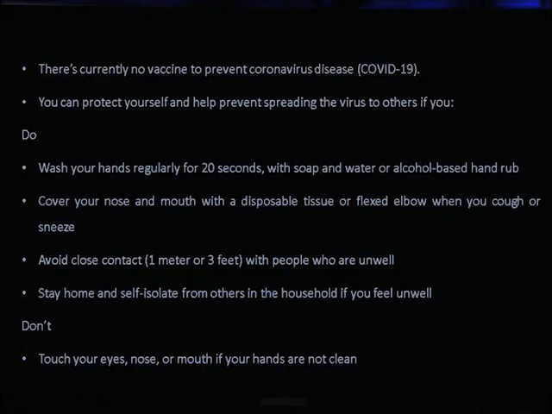There is currently no vaccine to prevent coronavirus disease. You can protect yourself and help prevent spreading the virus to others if you wash your hands regularly for 20 seconds with soap and water or alcohol-based hand rub. Cover your nose and mouth with a disposable tissue or flexed elbow when you cough or sneeze. Avoid close contact. At least keep 1 meter or 3 feet from people who are unwell. Stay home and self-isolate from others in the household if you feel unwell. And don't touch your eyes, your nose, your mouth if your hands are not clean. So these are some of the measures to prevent coronavirus.